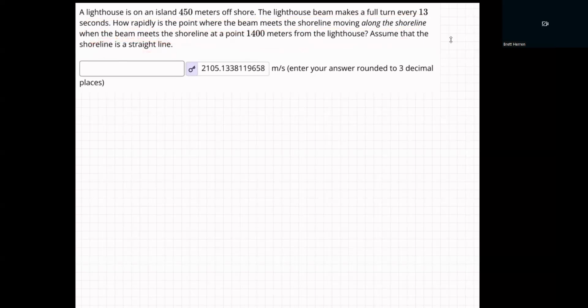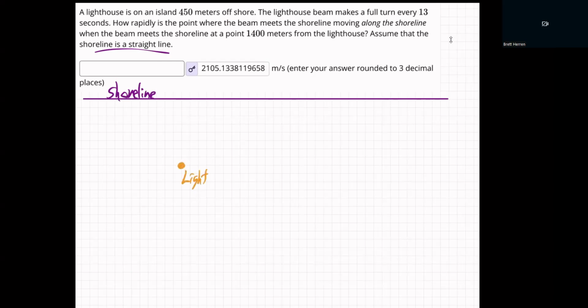All right. First up, we need a picture of this situation. So I'm going to do the shoreline. Here we go. That's the shoreline. It's a line. As they said, assume it's a straight line. And then we've got the lighthouse on an island 450 meters offshore. So there'd be some kind of, let's say, lighthouse here. This will be the lighthouse. So that's one word. Lighthouse. Okay.